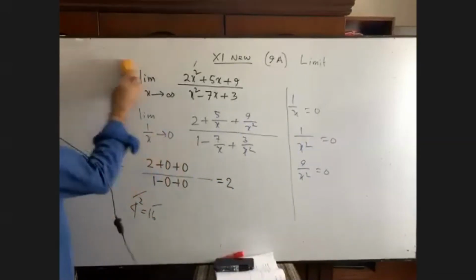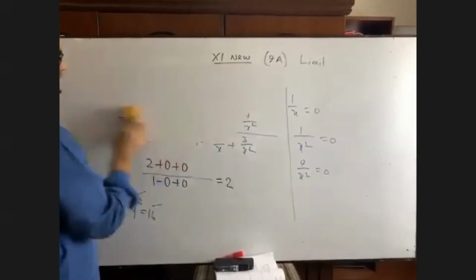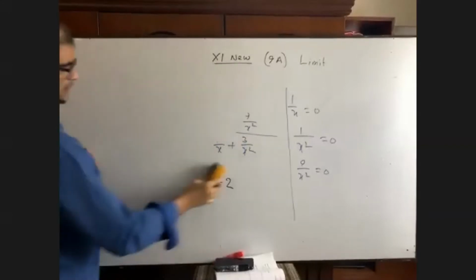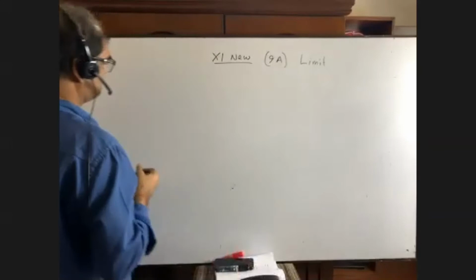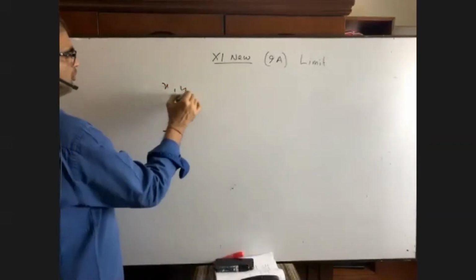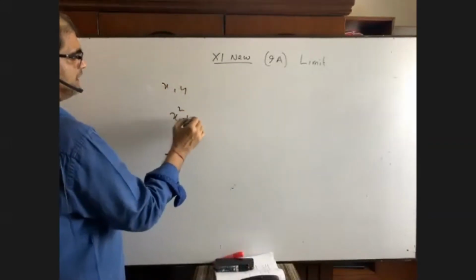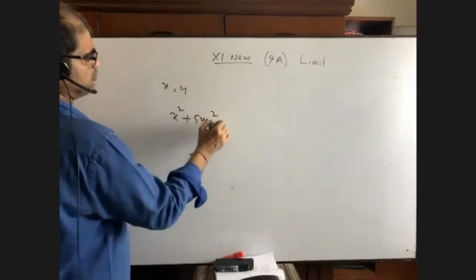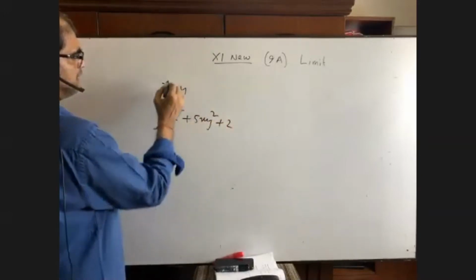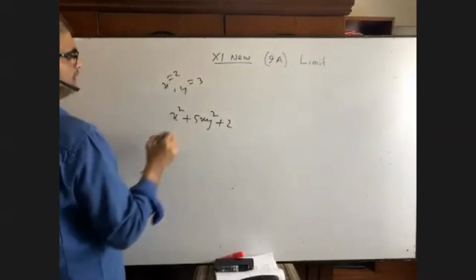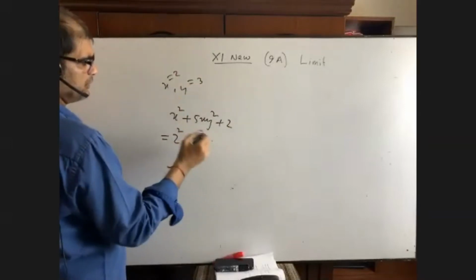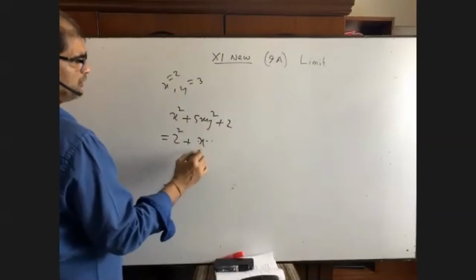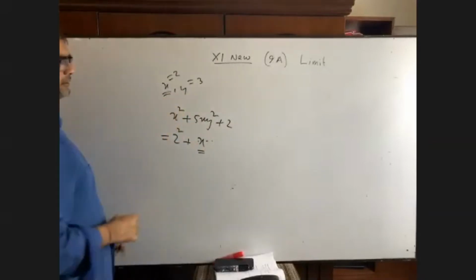That is what you did in classes 6 and 7. Suppose you are given the value of x and y, and you are told to find x square plus 5xy square plus 2. You are given x equals 2, y equals 3. Then you put the value in this way. Now, do you write any x here? No, because you know the value of x, right?